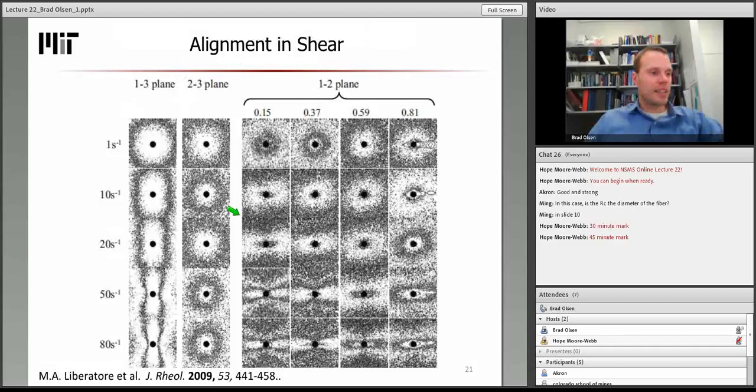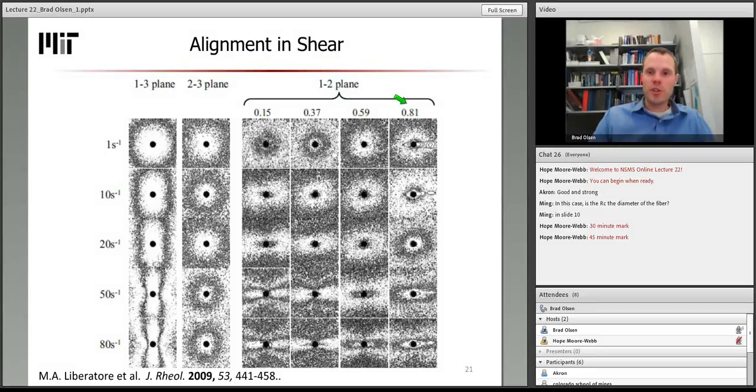So on the next slide, we show the effects of alignment and shear, basically SANS patterns in many different planes. The scattering in the 1-3 plane, the 2-3 plane, and the 1-2 plane. Moving down the images, we have different characteristic shear rates, 1 inverse second all the way up to 80 inverse seconds. And then these small numbers over the 1-2 planes are the different characteristic gap sizes of the Taylor-Couette cell. What you see is that in the 1-3 plane and in the 1-2 plane in particular, the application of shear leads to a highly anisotropic structure within the gel.